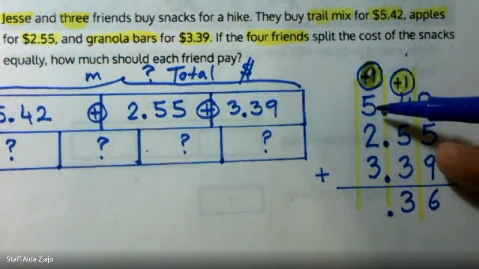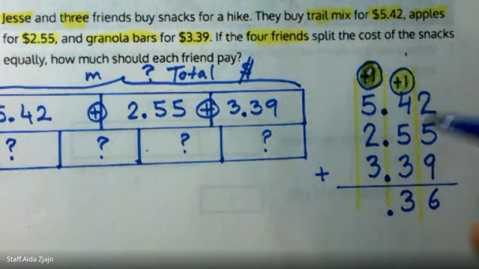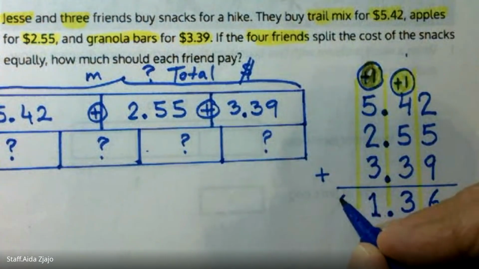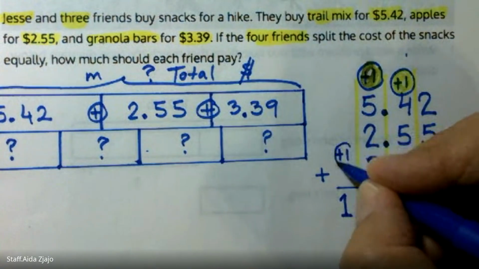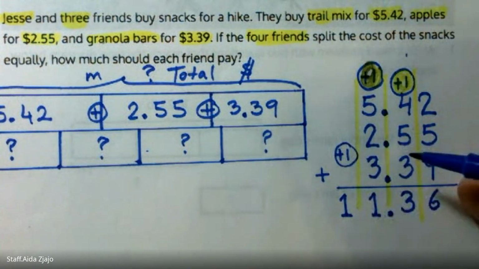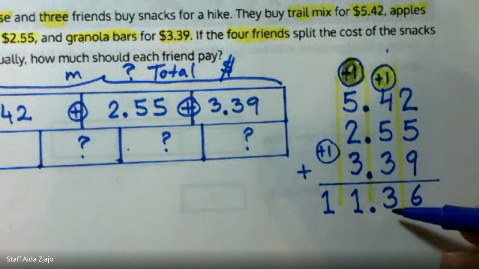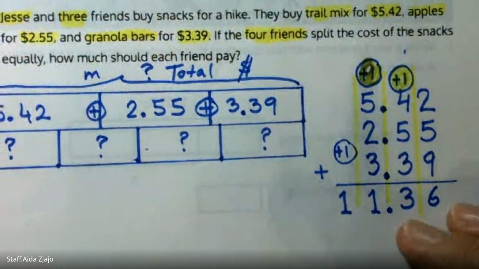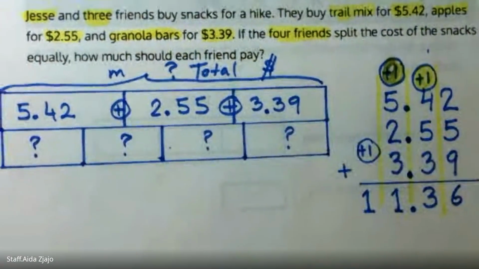1 plus 5 is 6, 7, 8, 9, 10, 11. So again, I made 1/10. So now I can put here plus 1, it's okay, and then you add that down. So it's 11 whole dollars and 36 cents. So that's how much they pay. They pay all these things that they bought.